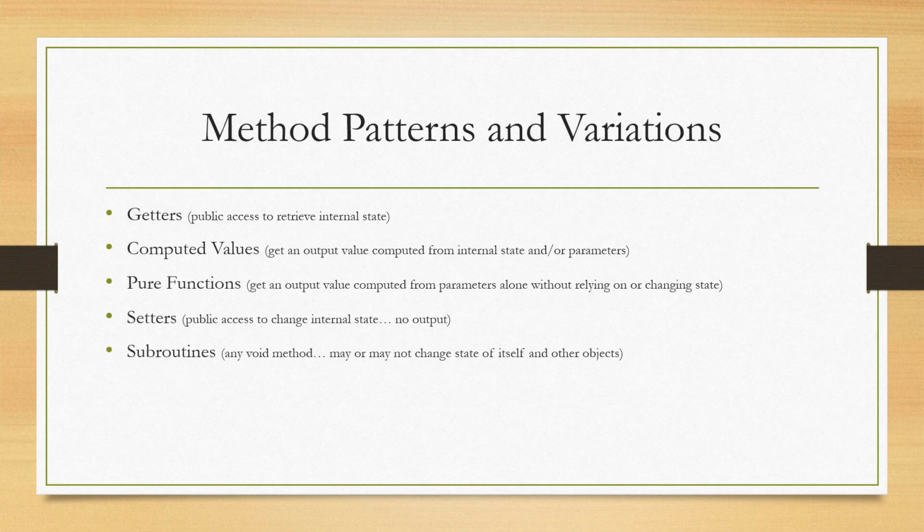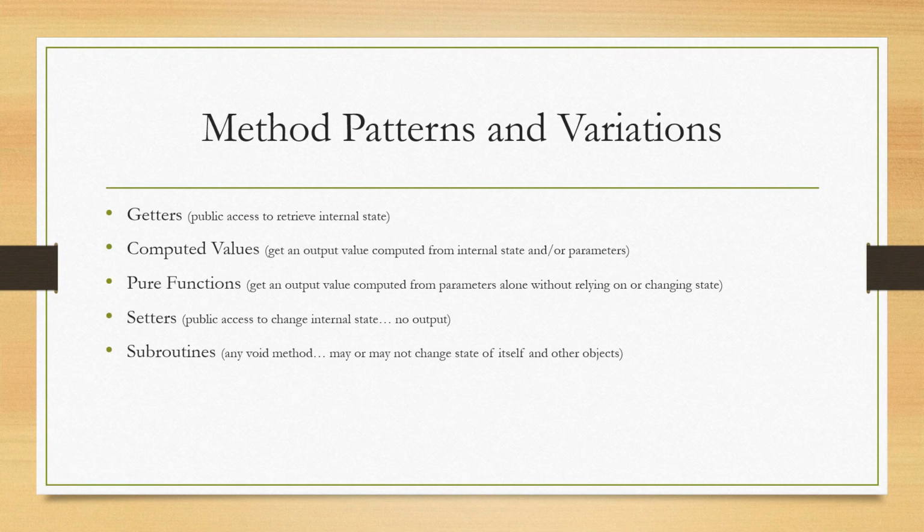So there's the getter pattern, which is basically a method that just returns a private variable. It's like, this variable is private, I need the value, give it to me. That's the getter pattern. And actually, I'll jump down to the setter pattern. The setter gives you public access to change an internal variable.